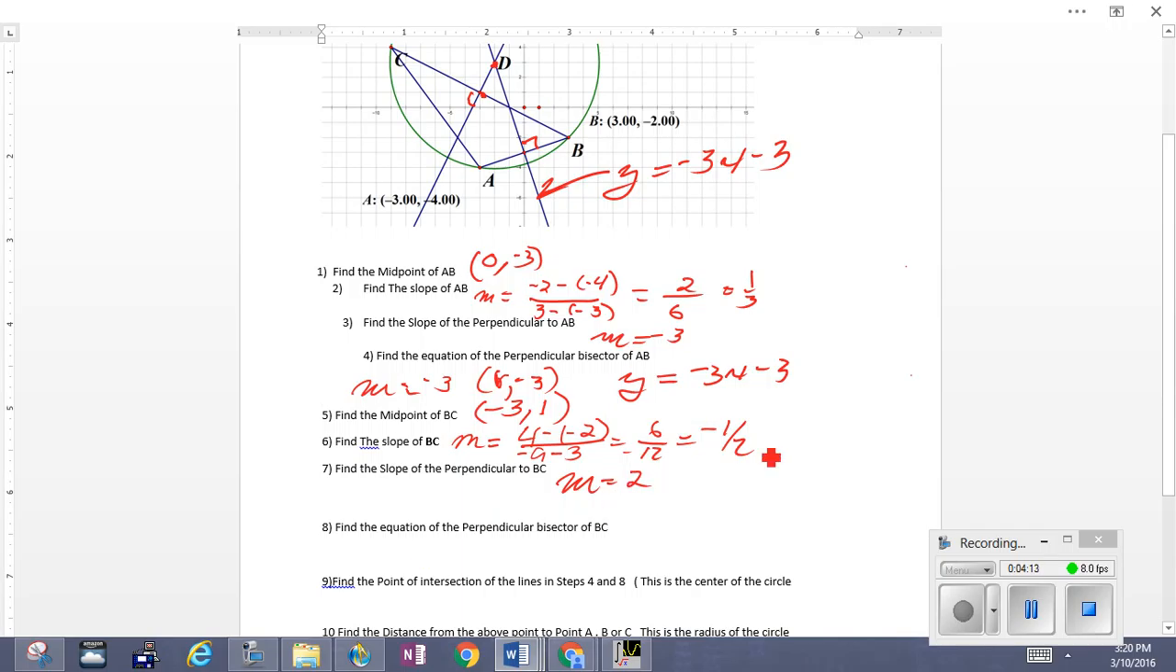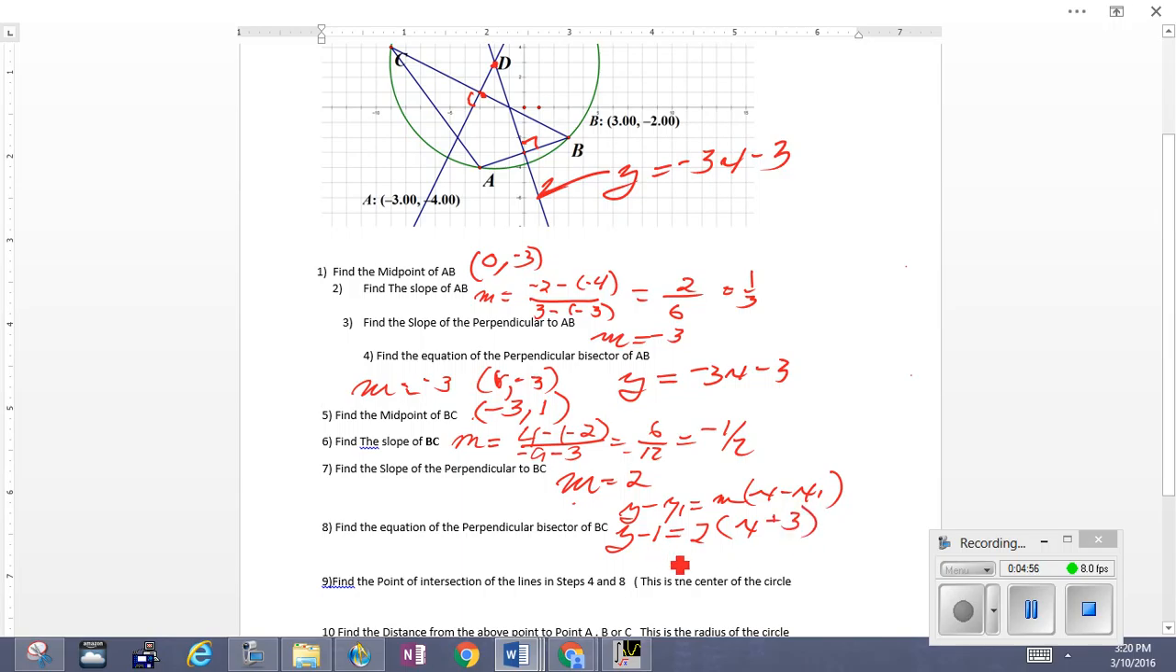Okay? What I have to do now is I have to find the equation of the perpendicular bisector. That is, I want to find the equation of the line that has the slope 2 and goes through the point -3, 1. This isn't as easy as the first one because I have to remember my point slope form, which is what? Y minus y1 equals m times x minus x1. Okay? Where x1 and y1 are the point -3, 1.